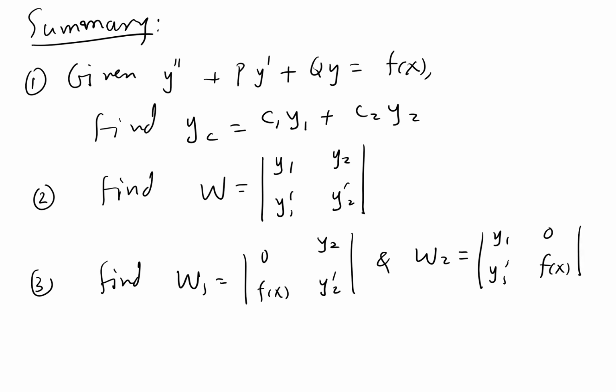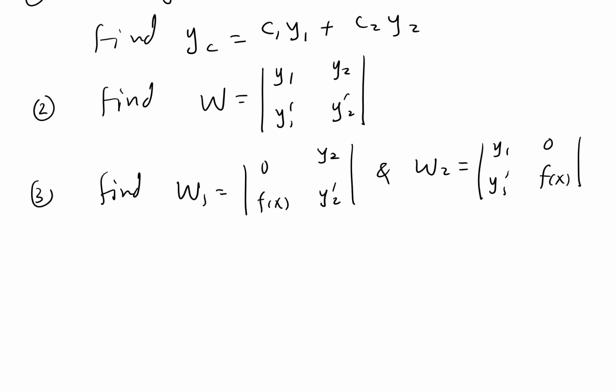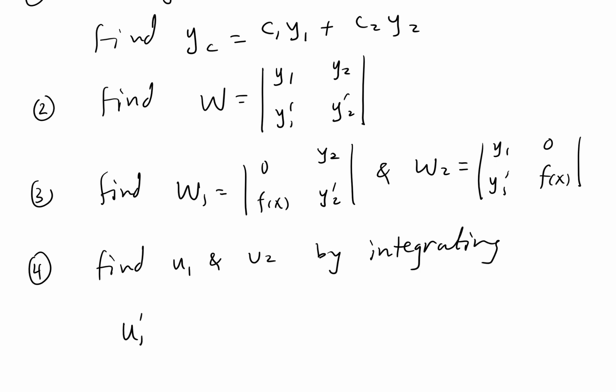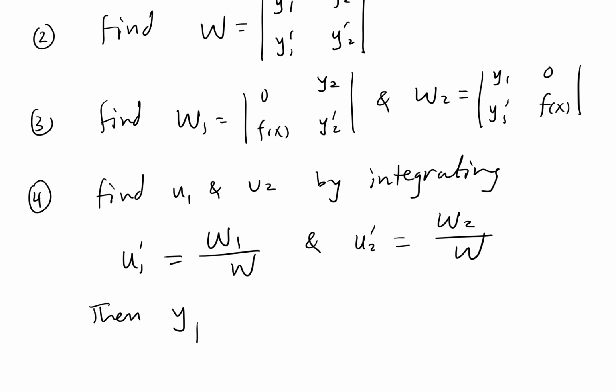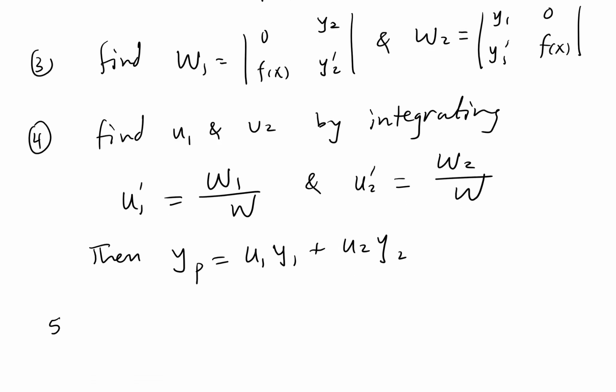And after we find these, that will enable us to find u1 and u2. So we find u1 and u2 by integrating u1 prime, which we told you is w1 over w, and u2 prime, which is w2 over w. Then from here we can find the particular solution, which we told you is u1 y1 plus u2 y2. And as a final step, we can get the general solution from yc and yp.